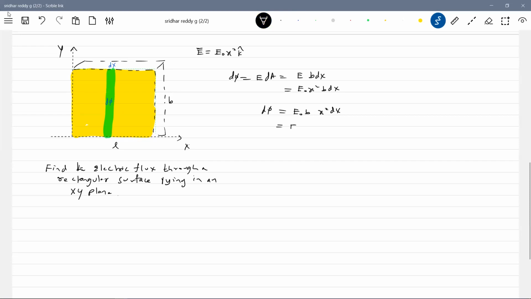Then I'll integrate. Now for the flux, what's the limit? The total flux phi is from 0 to L. So this becomes E naught B x cubed by 3, from 0 to L. The total flux will be this.